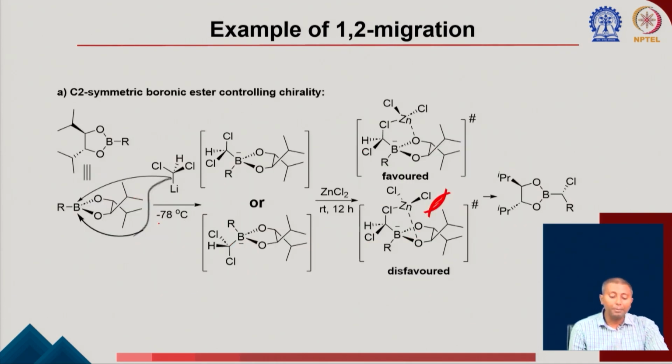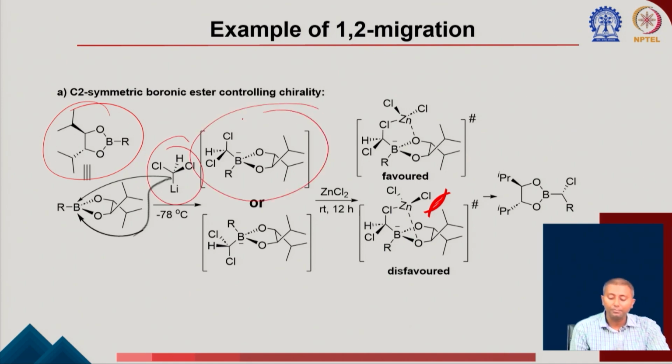Here there is an example. If you use C2-symmetric chiral boronic esters and the corresponding lithium, it can generate the corresponding boronate complex here. Now you have used chiral diols. So you synthesize them and make the chiral boronic esters, and then if you treat with the corresponding lithium, it forms this boronate complex.